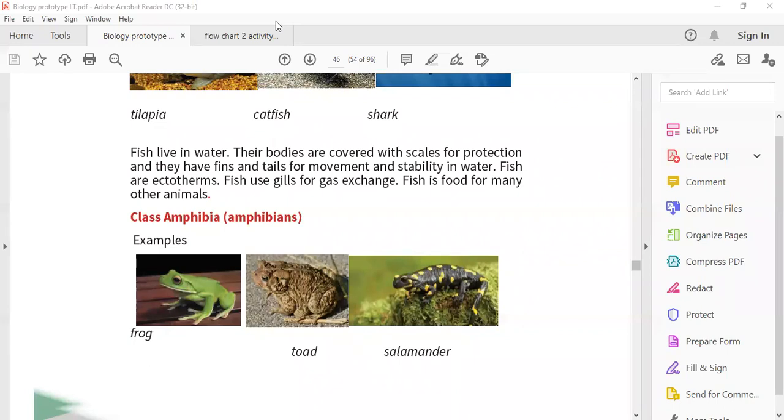Organisms with body temperatures... An ectotherm is an organism whose body temperature changes according to their external environment. Very good. Okay. They are organisms whose body temperature will vary with that of the environment where they live.